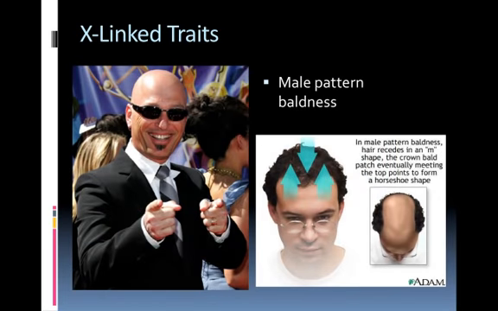Pattern baldness is found on the X chromosome, so it's called X-linked. Whether it's found on the Y chromosome or whether it's found on the X chromosome, either of them together would be called sex-linked.